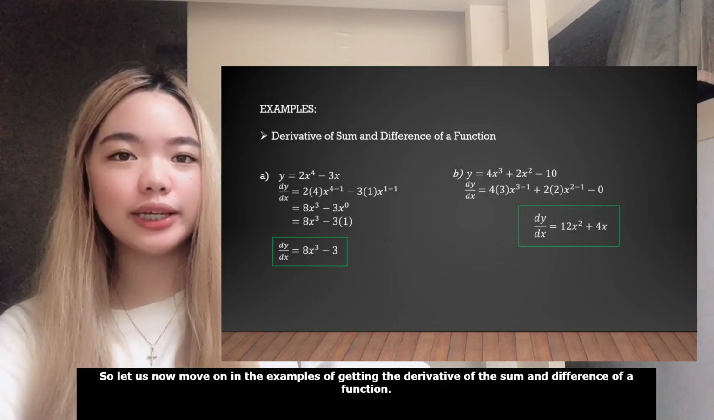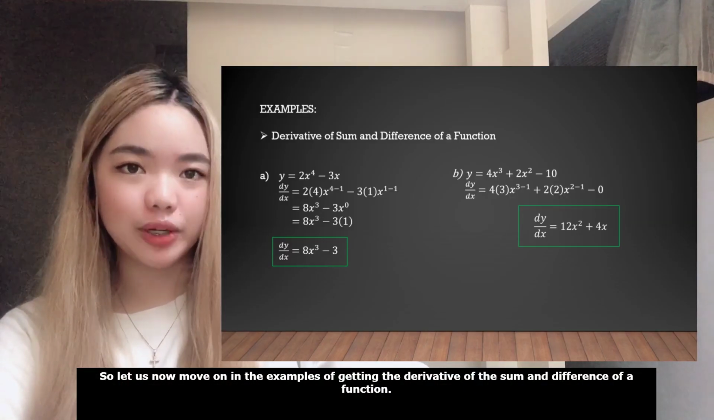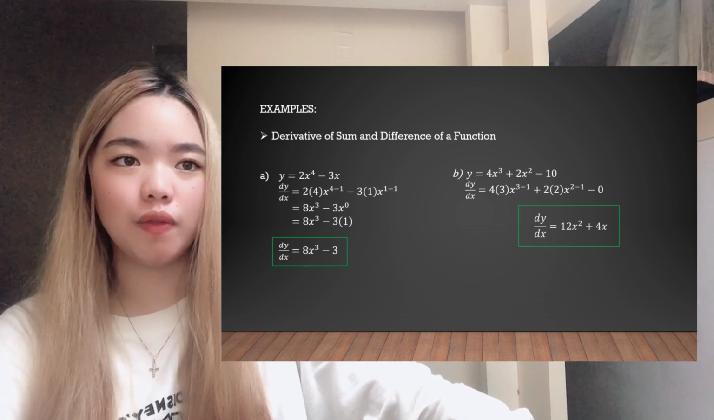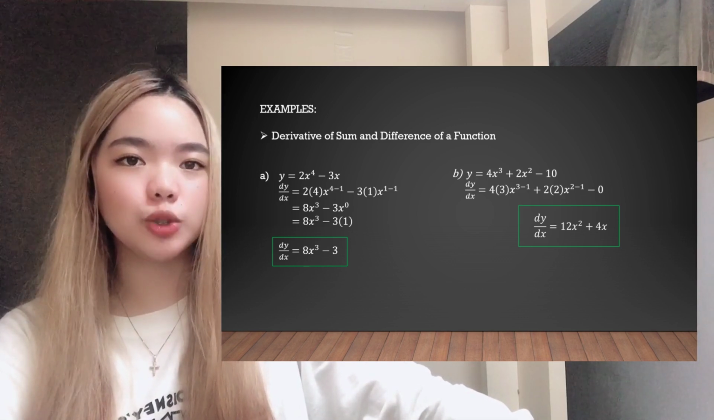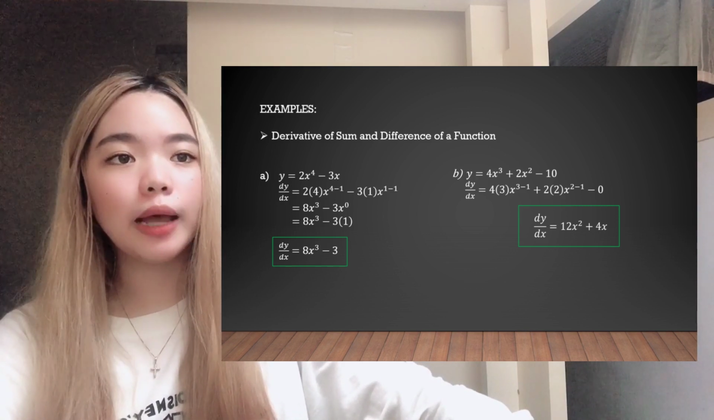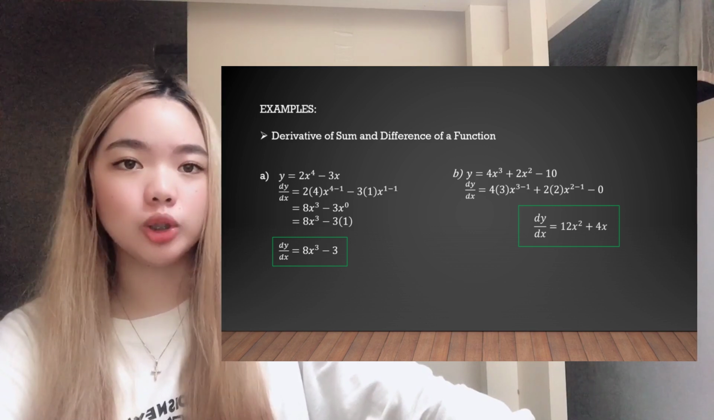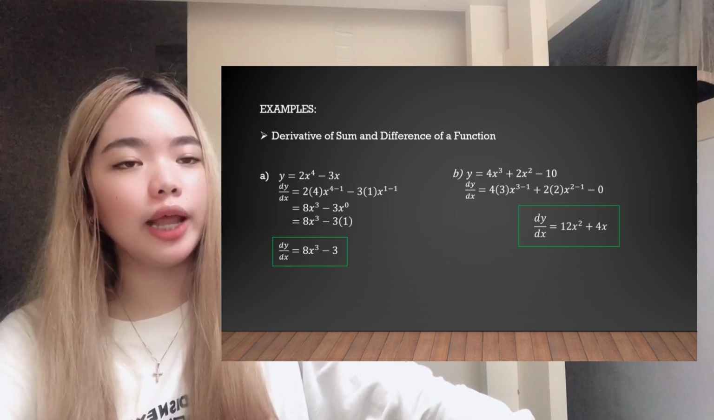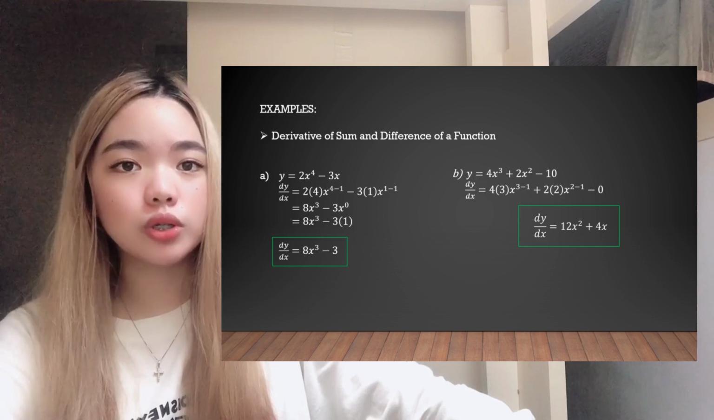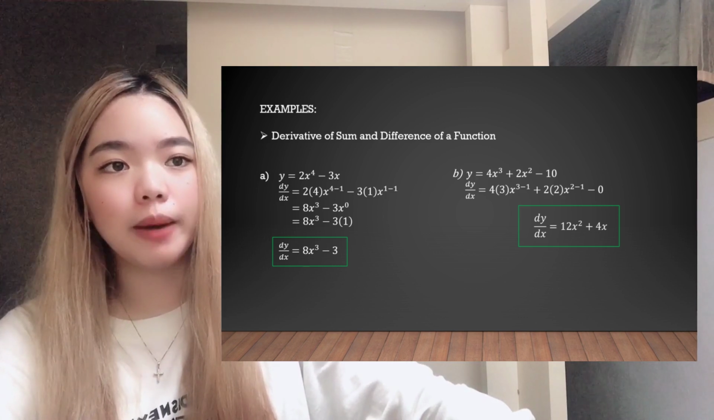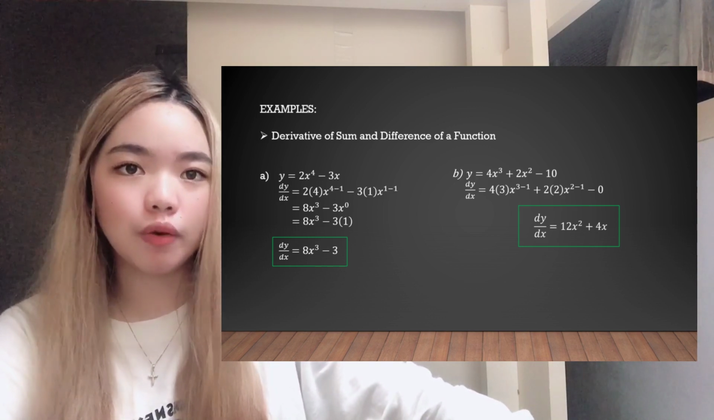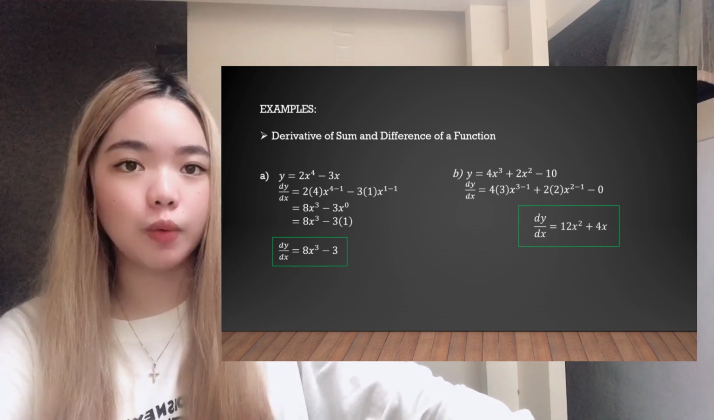So let us now move on to the examples of getting the derivative of the sum and the difference of a function. In the first question, we have y equals 2x raised to 4 minus 3x. If we get the derivative, we have 2 multiplied by 4, x raised to 4 minus 1, minus 3 multiplied by 1, x raised to 1 minus 1. Simplifying, we get 8x raised to 3 minus 3x raised to 0. Applying the rules of exponents, we get 8x raised to 3 minus 3 multiplied by 1, so the derivative is 8x raised to 3 minus 3. This is the final answer for the first question.